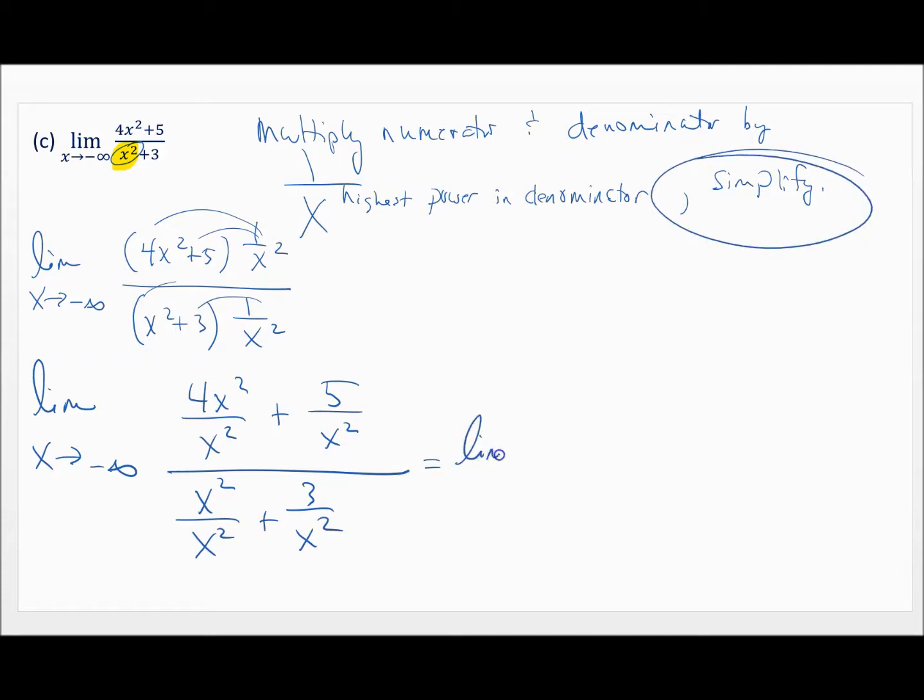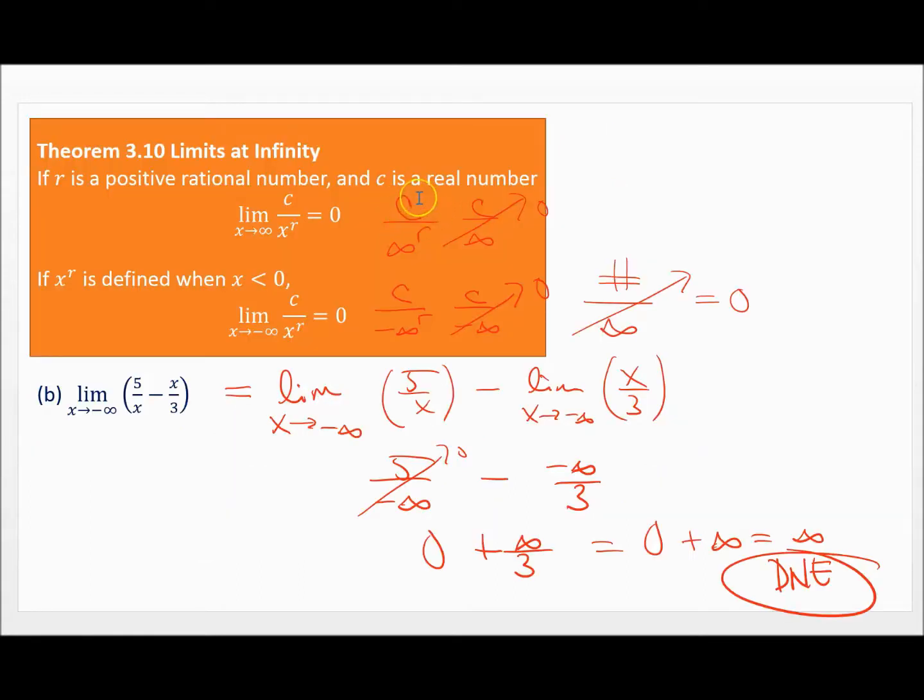We've got the limit as x approaches negative infinity. Now 4x squared over x squared is 4, plus 5 over x squared cannot be simplified. x squared over x squared is 1, plus 3 over x squared cannot be simplified. Now, normally, we're trying to get rid of this mess, which is a complex fraction. But for these problems, our goal is a complex fraction, so we can use our theorem from before. Remember this theorem in orange, that if you have a constant over infinity or a constant over negative infinity, either way, that goes to 0.